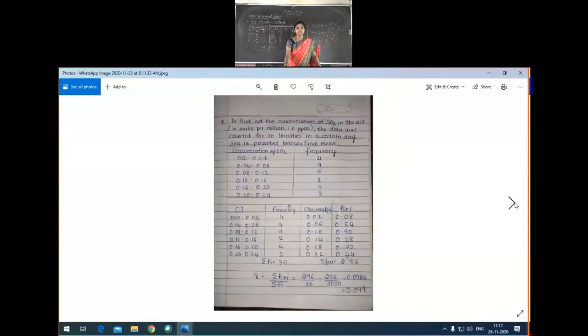Now I am sending these sheets for you. You just go through that one. Okay. Verify your answer, or you can try the answer with the step deviation method or assumed mean method also.